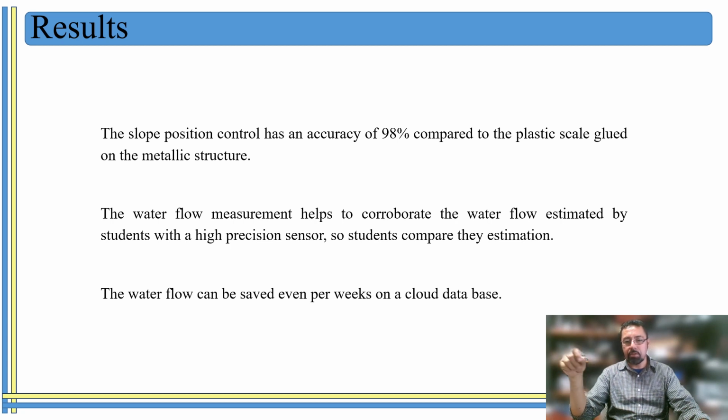That's why, in order to calculate the error for this position estimation, we get 90% accuracy. And the water flow measurement helps to corroborate the water flow estimated by students at the moment they have the practice, and students can compare it. The water flow can be saved for weeks or months or hours, or the time that is necessary, because of the cloud server that we have, in order to have long-term tests.